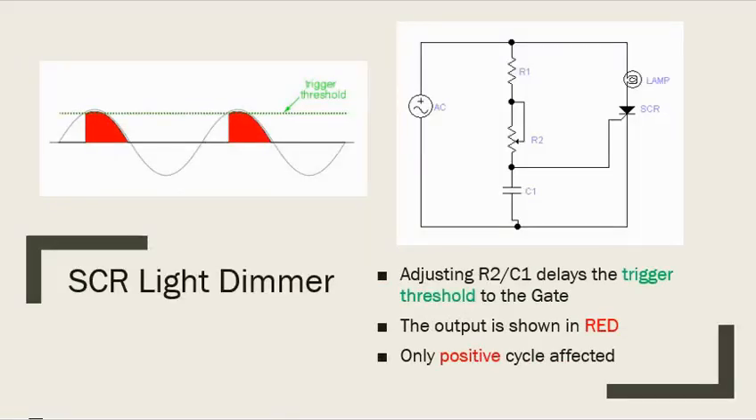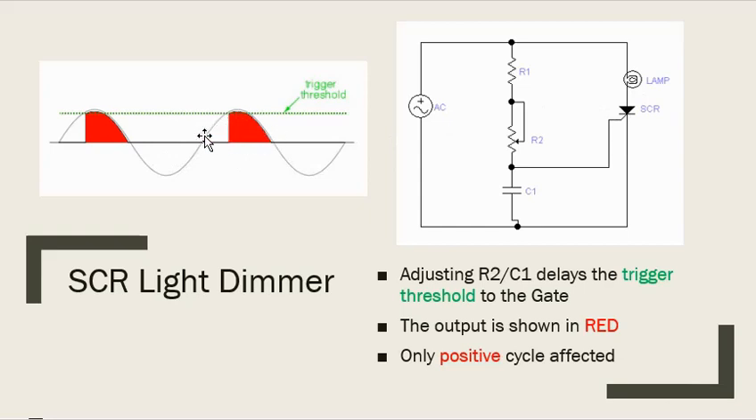If we use an SCR for a light dimmer, we adjust R2, and C1 would trigger the gate. The output is shown in red here. Only the positive cycle is affected. This provides a delay. We get a voltage here and charge up this capacitor, a little bit of delay, and then it triggers. From there on, we have our voltage. Over here, we do the same thing. When it goes negative, the current stops, it turns off, and then the cycle starts over again.